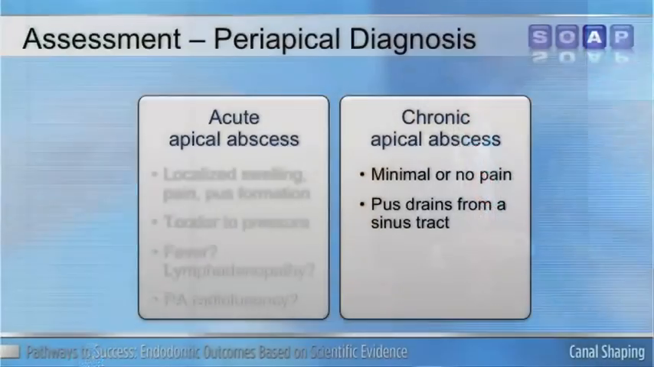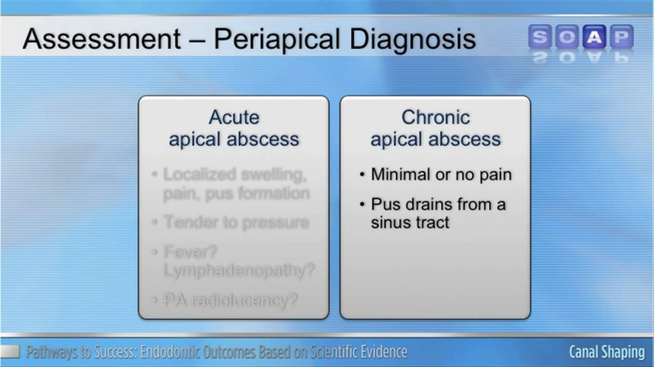Chronic apical abscess. I'm sorry, I'm a purist as an endodontist. There's no such thing as a fistula, okay? It's a sinus tract. We know that from Baumgartner. It may or may not be epithelial lined. Please use the right terms.